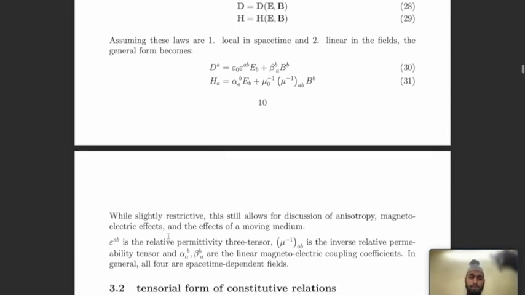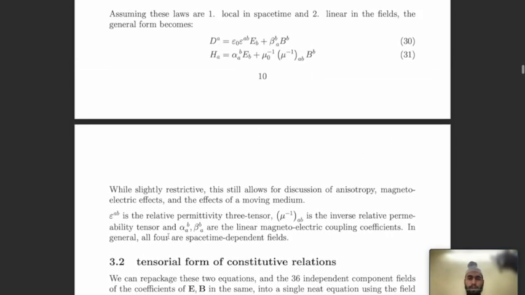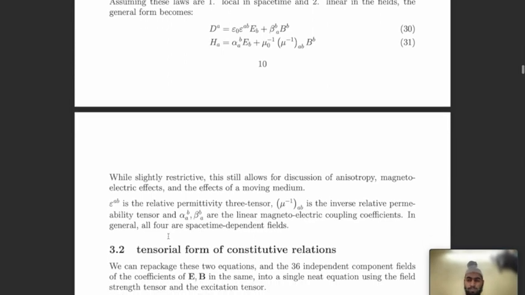Epsilon here is the relative permittivity 3-tensor. Mu inverse is the inverse relative permeability tensor. Alpha and beta are the magnetoelectric coupling coefficients. And in general, all four of these are space-time dependent fields, but that still enforces locality of these relations in space-time.